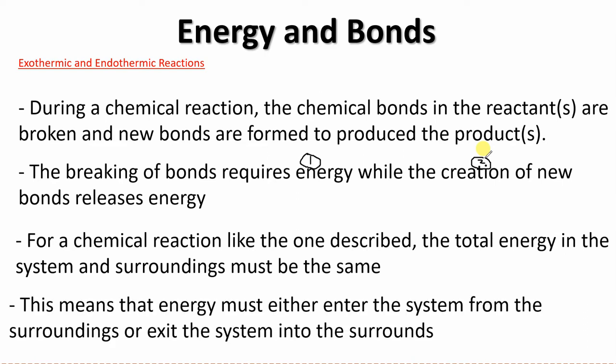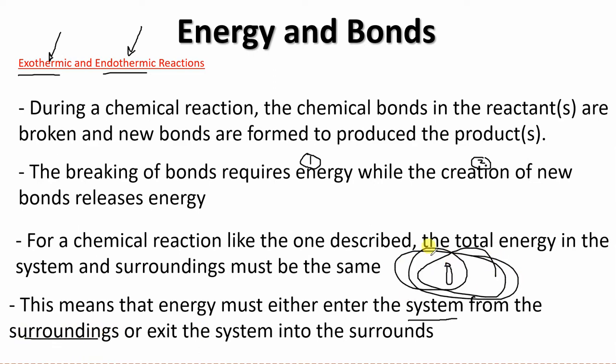This means that the energy must either enter the system from the surroundings or exit the system into the surroundings, and this is where exothermic and endothermic come into play. Exothermic is hot and endothermic is cold. So the system could be anything like, say, a test tube where you're doing the reaction, in which case the surroundings would be the rest of the world. So 2 things are going to happen. Either your system is going to get hot or your system is going to get cold. And we're going to take a look at those 2 scenarios with energy now.